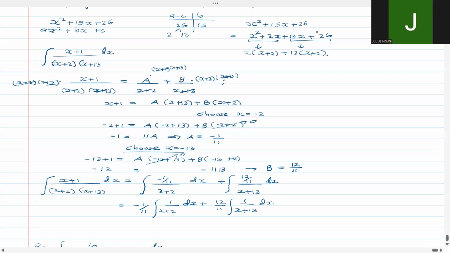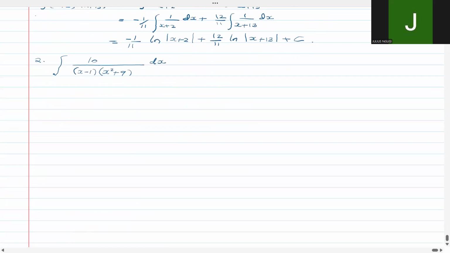And this will result in minus 1 over 11 times the integral of 1 over a linear factor, which is the natural log of x plus 2, plus 12 over 11 times the natural log of the other linear factor, x plus 13. Then don't forget to put a plus constant C. You can go ahead and simplify further using the properties of the natural logarithm, but I'll leave it at that point.